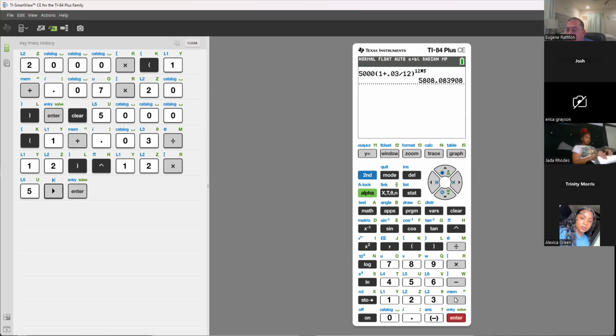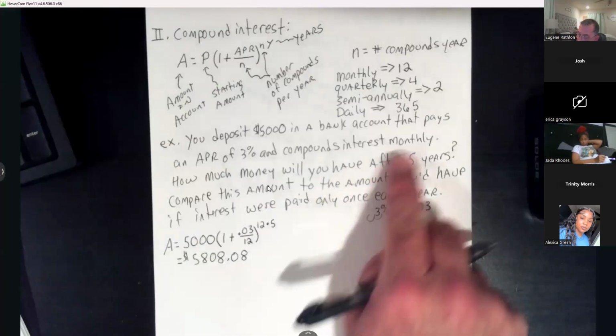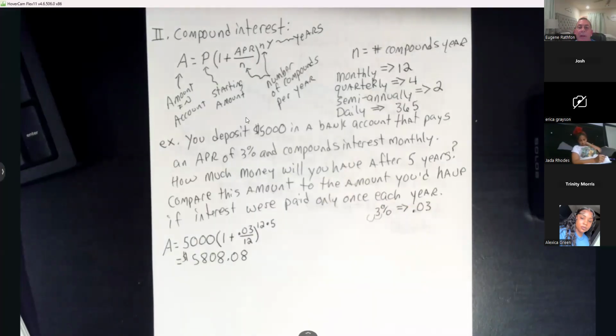And we're rounding it to 2 decimal places like money. So that would be $5,808.08. So I'll keep that at 8 since it has a 3 behind it. All right, y'all. So that was monthly compounding.